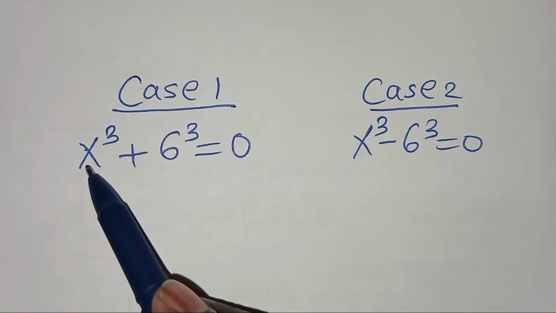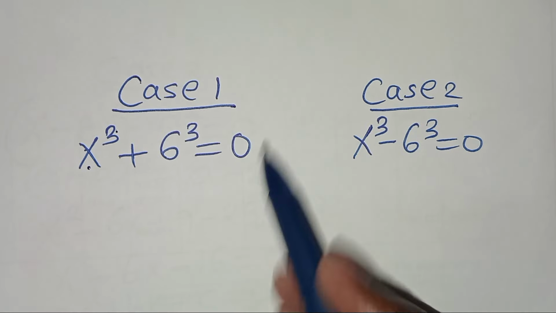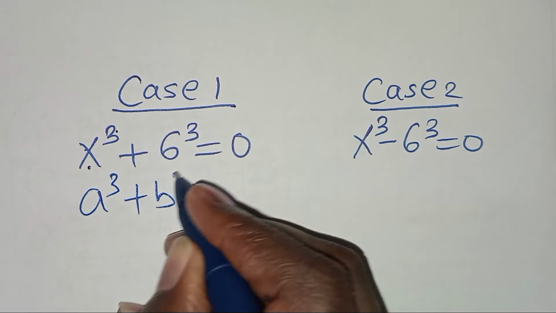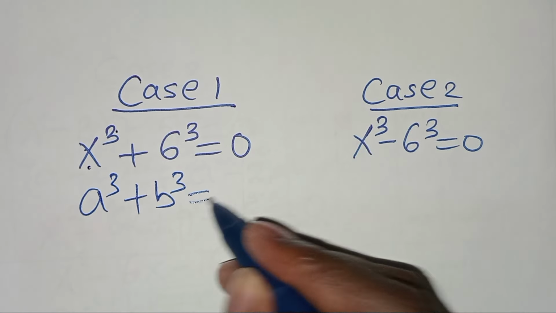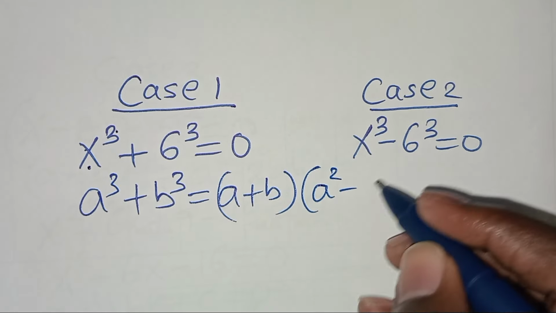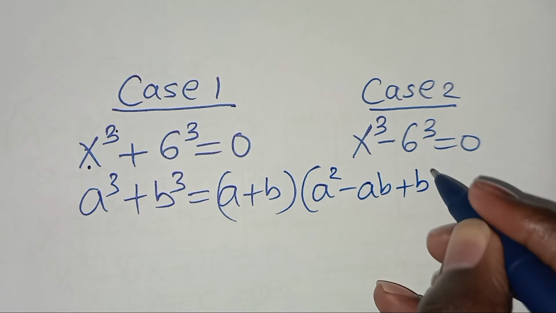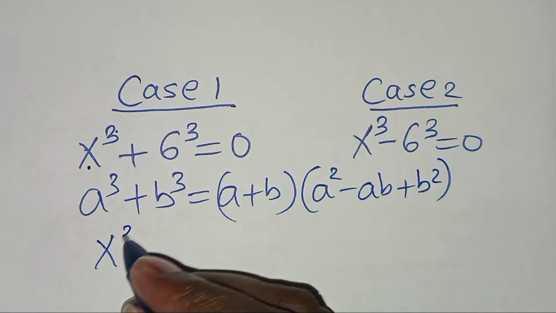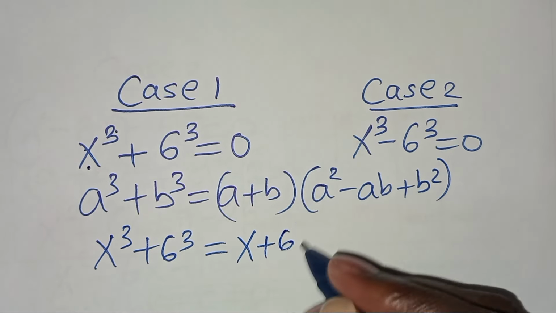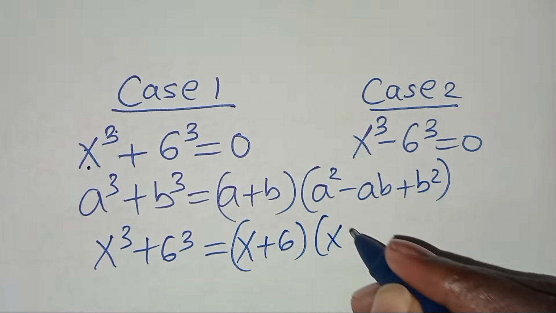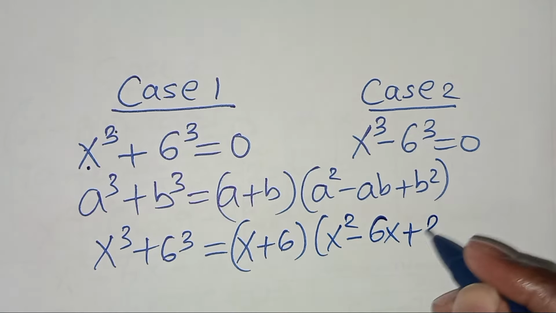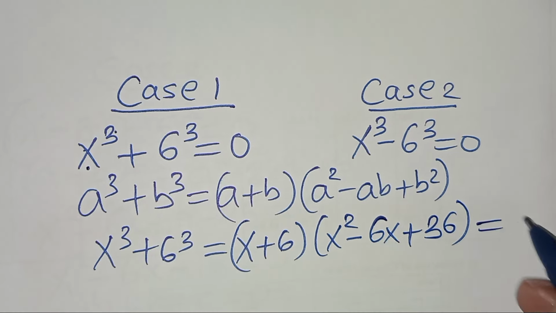Case 1: x to power 3 plus 6 to power 3 is equal to 0. This is in the form of a cubed plus b cubed, which is the sum of two cubes, which can be expressed as a plus b times a squared, subtract ab plus b squared. So x to power 3 plus 6 to power 3 is the same thing as x plus 6, then x squared subtract 6x plus 6 squared, which is 36, equal to 0.